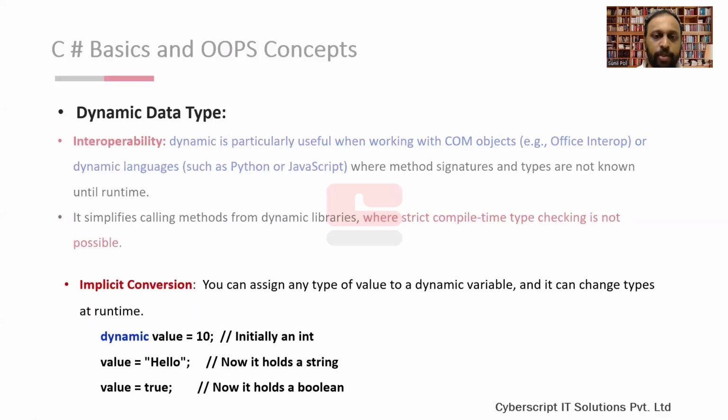Implicit conversion. You can assign any type of value to a dynamic variable and its type can change at runtime. So here in the first line, we have declared one variable, the type of which is dynamic. Initially we are assigning an integer value, that is 10. So initially it is an int. After that, we are assigning a string value to it. So now it holds a string value. And after that, we are assigning a Boolean value to it. So now it holds a Boolean. So the dynamic data type can hold any type of value.